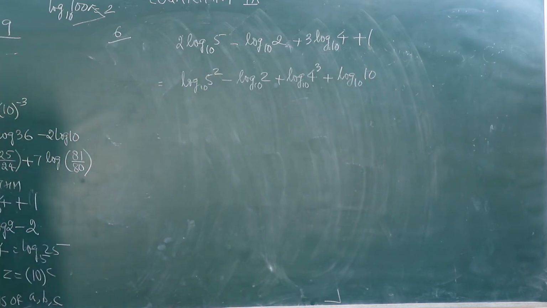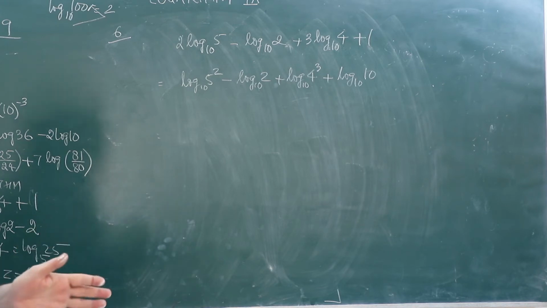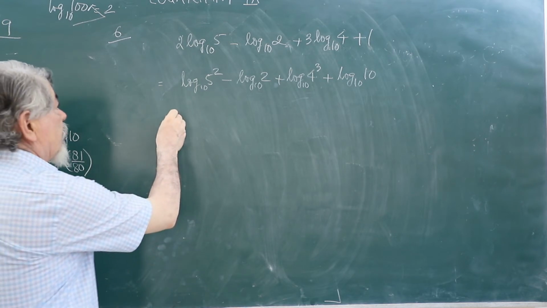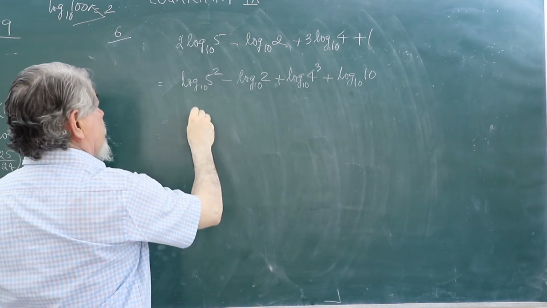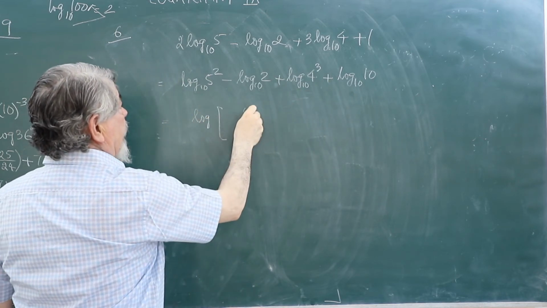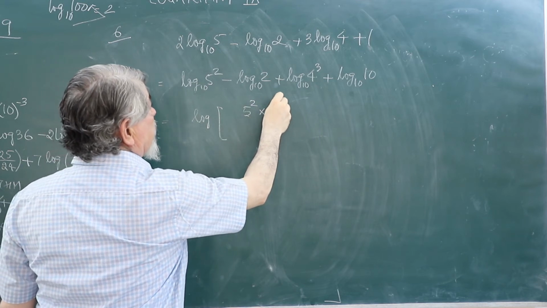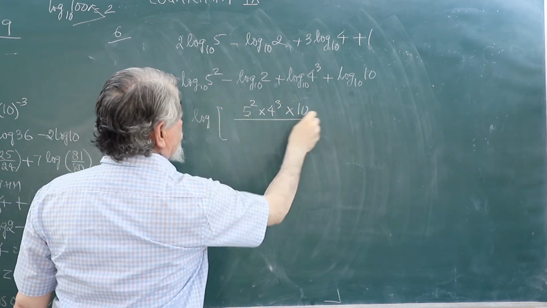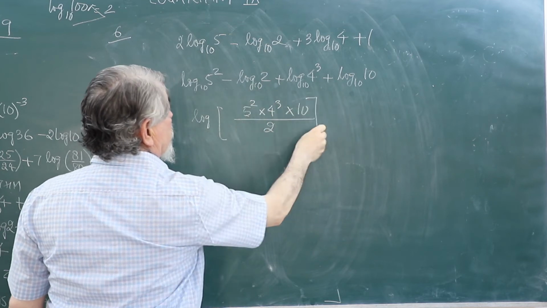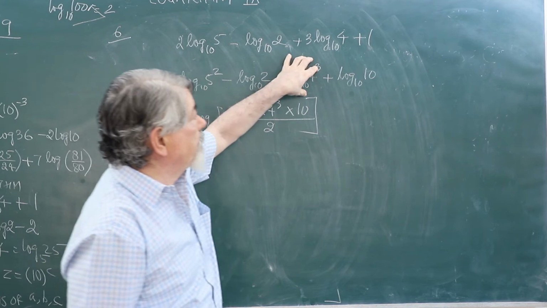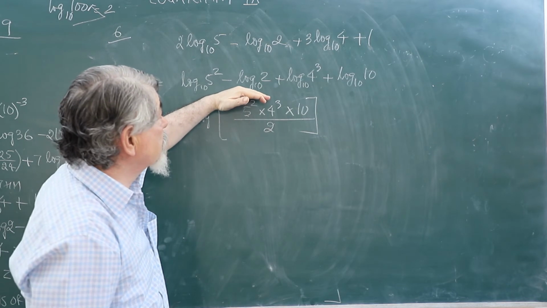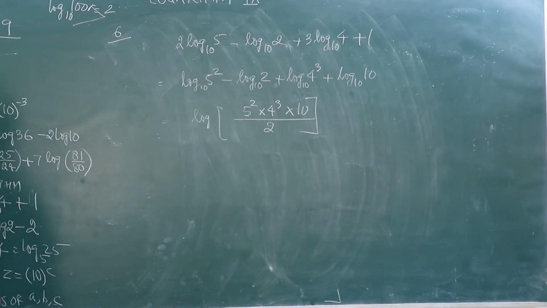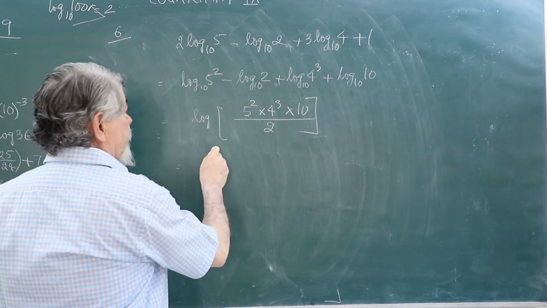Because I have to convert everything into logarithm to combine them, because he wants to evaluate, and for evaluation we have to simplify. So it will become what? It is plus, it is plus, it is plus. They will be added. That will be log 5 to the power 2, 4 to the power 3 and 10 upon 2. Log A plus log B plus log C will be log A into B into C, and this was subtraction. So subtraction will come as division. Now let us see what we can get.